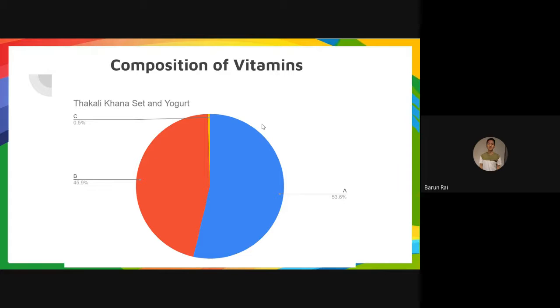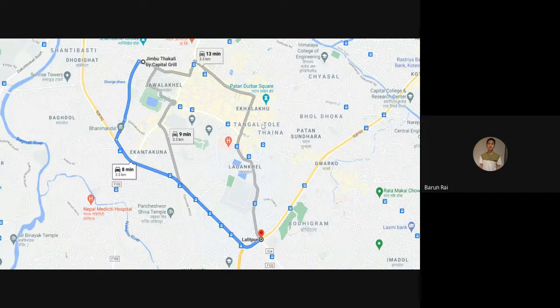So vitamins, next slide please. And the composition of vitamins of thakali khana set and yogurt is, the least is vitamin C, which is 0.5%, and we can see the same ratio of A and B, from vitamin A it's 53.6%, and from vitamin B it's 45.9%. Thank you. By saying this much, I want to give the virtual floor back to Susan. Thank you all for paying attention.